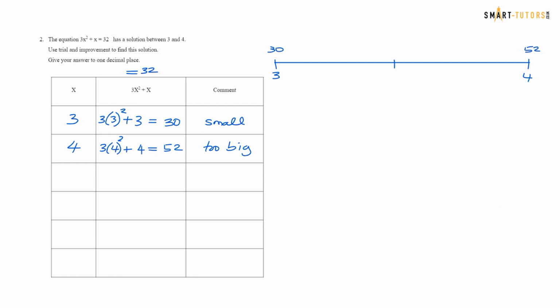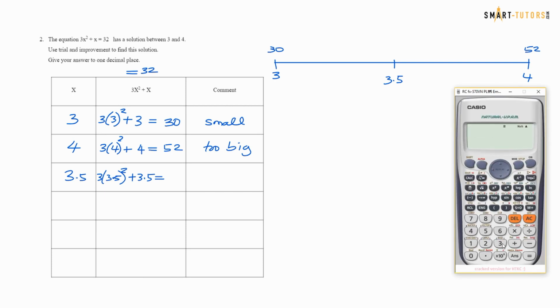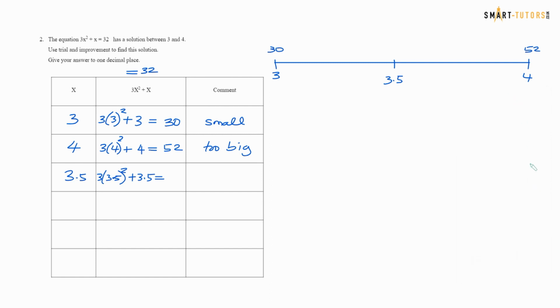So 3.5 is the halfway point. So 3.5, how is that going to be worked out? So 3.5 squared plus 3.5, equal, right? So that is 3 times 3.5 squared plus 3.5, which is 40.25. That is too big.